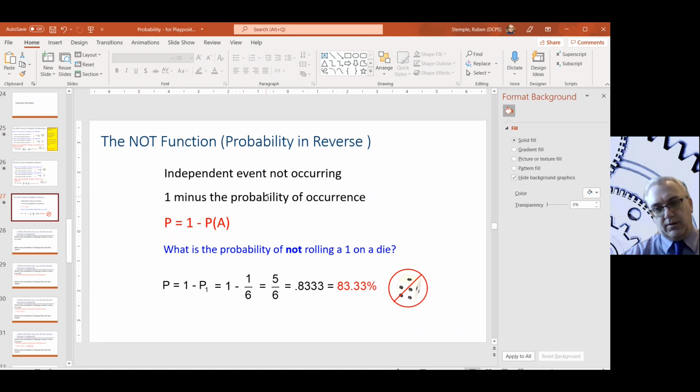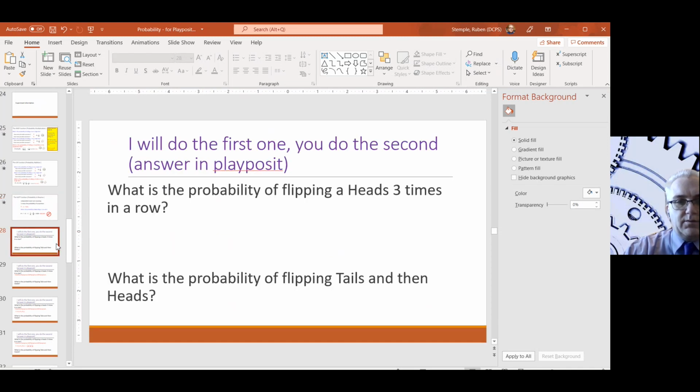So you can do that again as a decimal. It's 83% of the time you're going to roll something that's not a 1, right? And that one's maybe not used as often in probability, but it's something that you should think about.